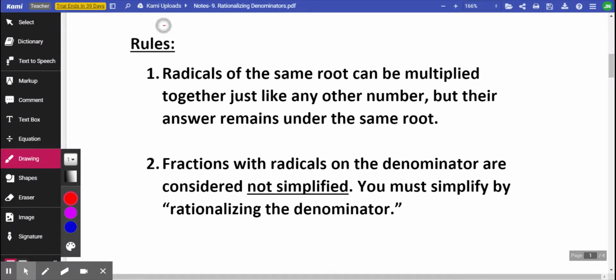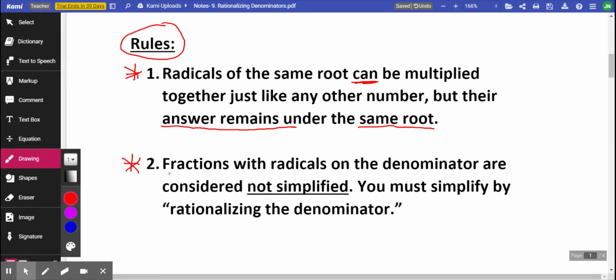Okay, the only thing you need to remember for this lesson is the following. These are the rules that you need to know in order to rationalize the denominator. Number one, radicals of the same root can be multiplied together, just like any other number, but their answer still remains under the same root. That is possible, and we're going to do some examples right now.